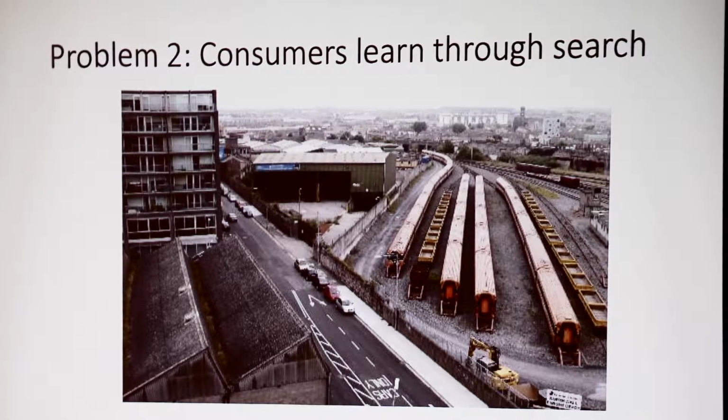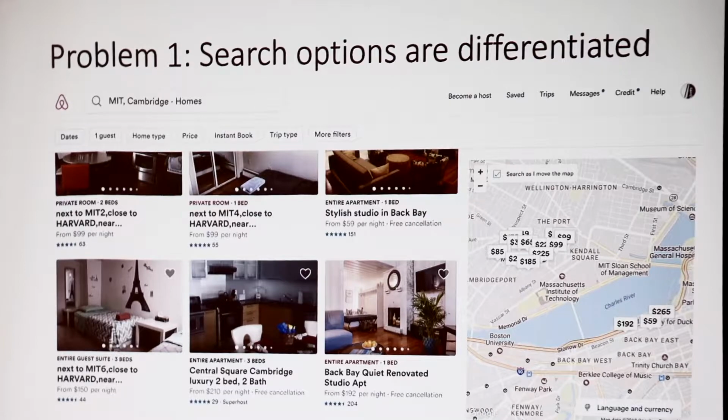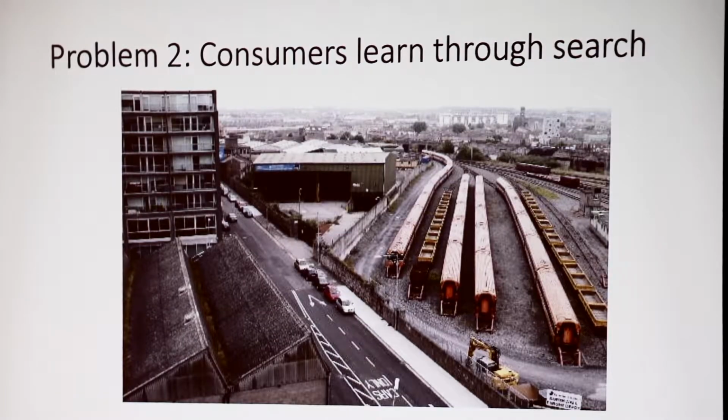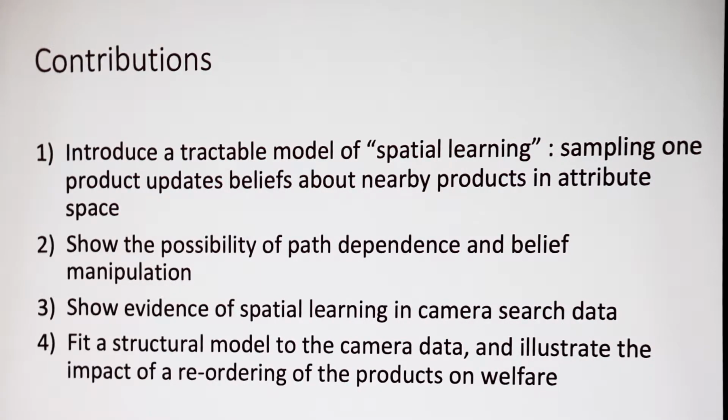And so what's going on in this model, if you try to write this down as a formal model, is that I'm searching, and then I'm learning about payoffs, and my updates on payoffs are correlated. So what are we going to try and do in this paper? We're going to introduce a tractable model of spatial learning in which sampling one product updates beliefs about nearby products in attribute space.